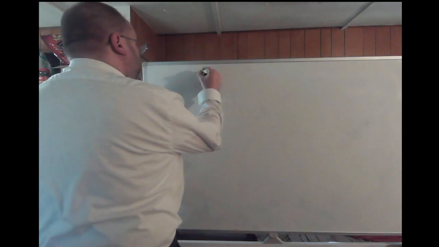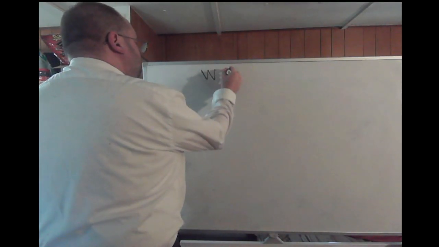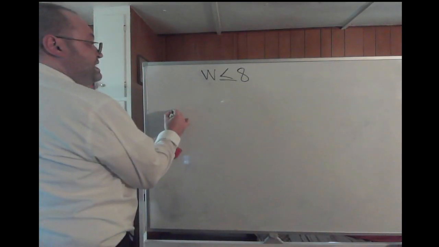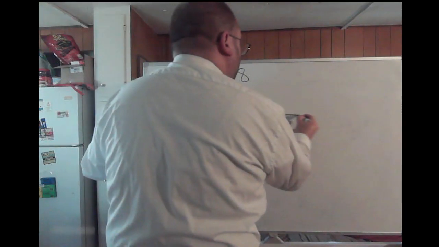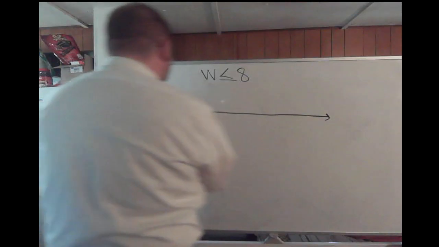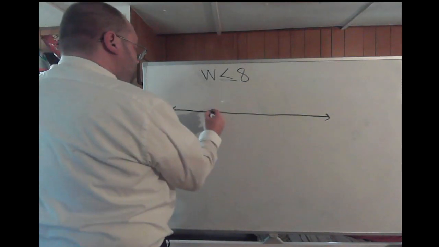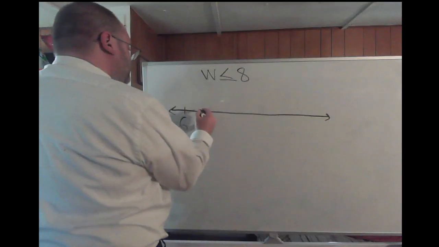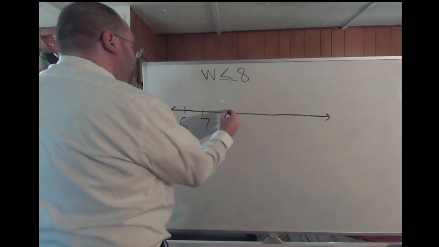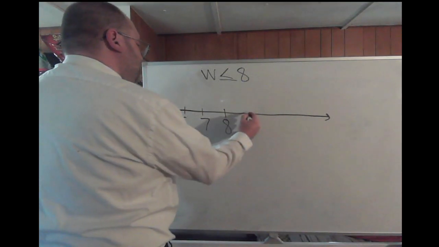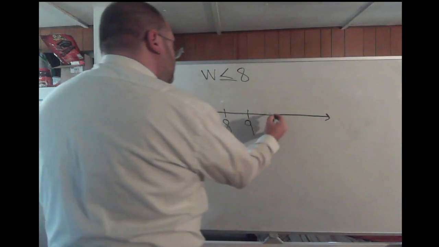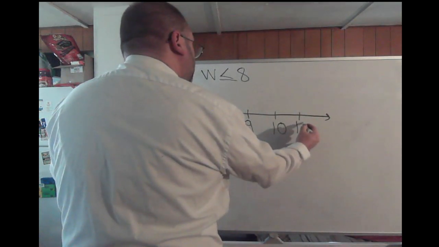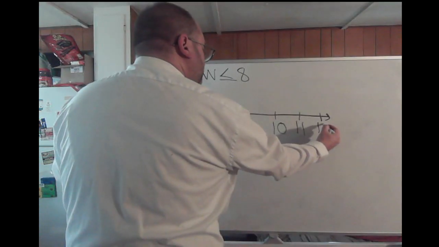Alright, another one. W is less than or equal to 8. Let's start here. We'll do 6, 7, 8, 9, 10, 11, and we'll do 12.